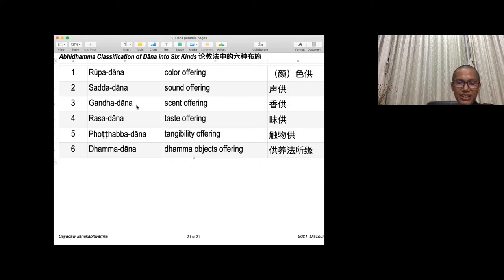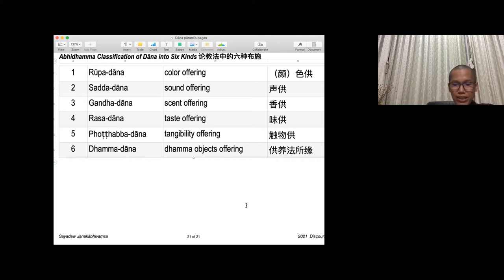Okay, next one, Rasa Dana. Taste donation. You can donate roots and fruits which have a good taste. In the same way, rice, beans, milk, by aiming at the taste to donate, or by reflecting on its taste, if you donate, it is a Rasa Dana, taste donation.